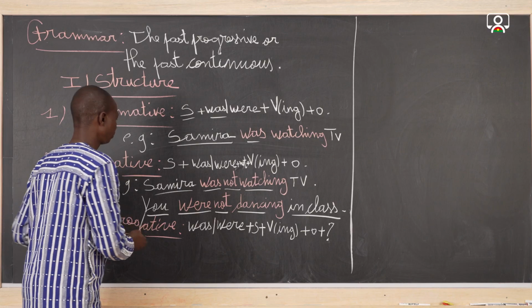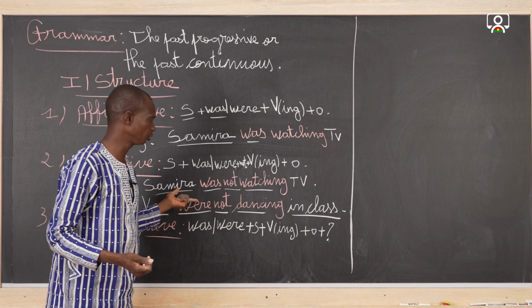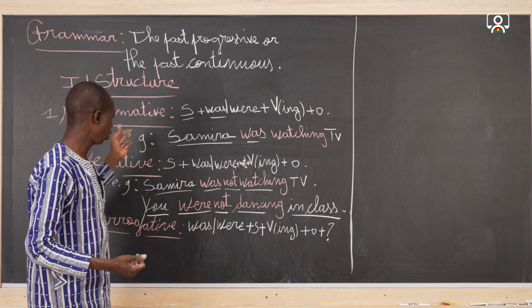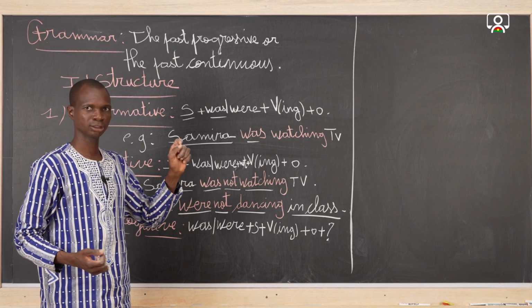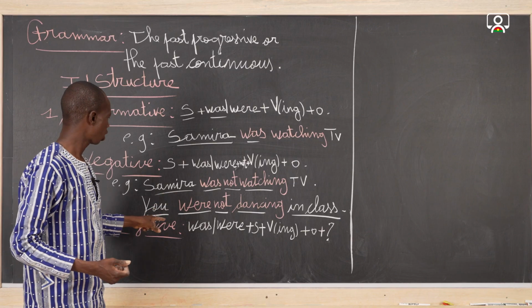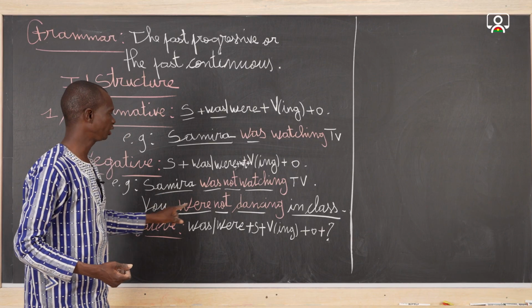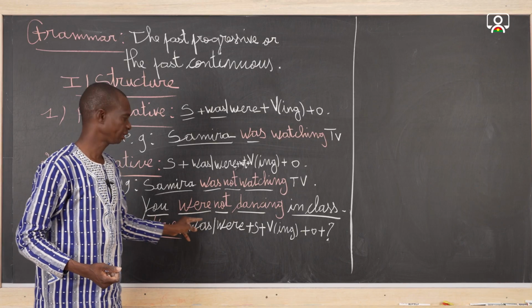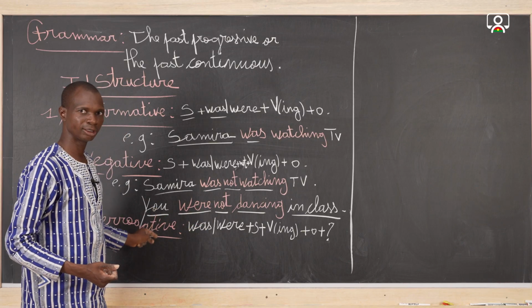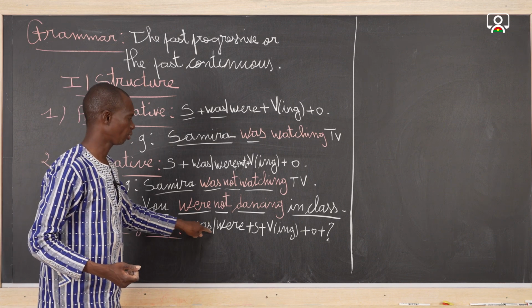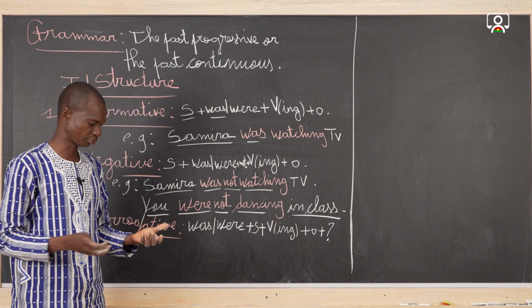Okay, for example, this sentence. If we want to turn this sentence into the interrogative form, then we have, was Samra watching TV? Or here, were you dancing in class? Then this follows the rule of formation in interrogative form. But let's give another example.